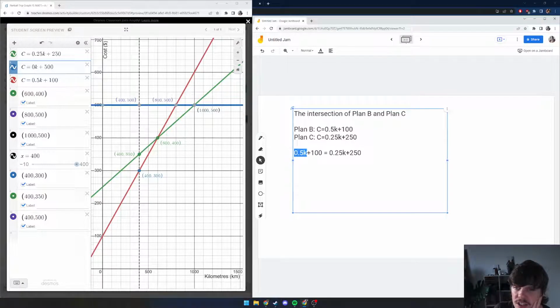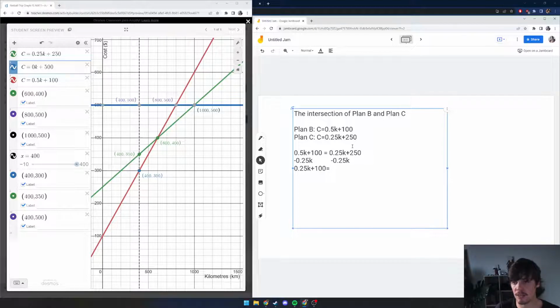I'm going to move all of the k's to one side and all of the numbers to the other side. This side has a higher value of k, 0.5k, and this has got 0.25k. So I'm going to minus 0.25k on this side, and do the same on the other side, minus 0.25k. What's 0.5k minus 0.25k? That's 0.25k, and everything else remains the same there. And 0.25k minus 0.25k is just 0, so all that's left on that side is 250.